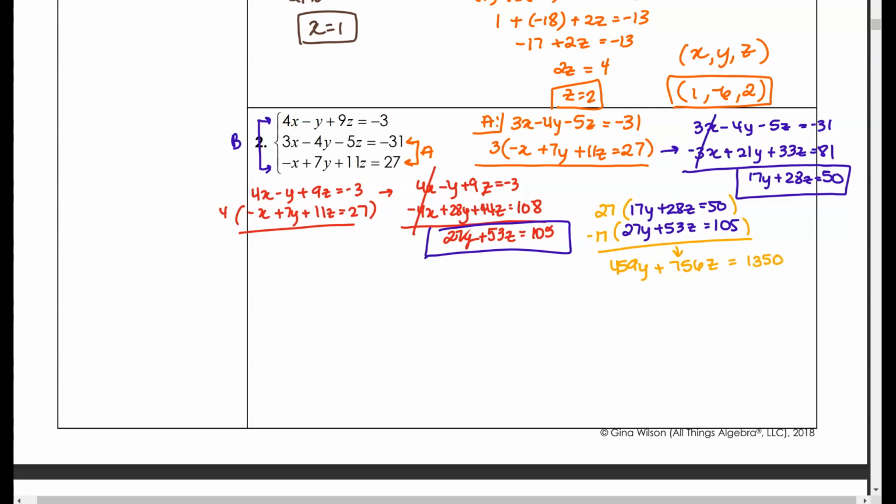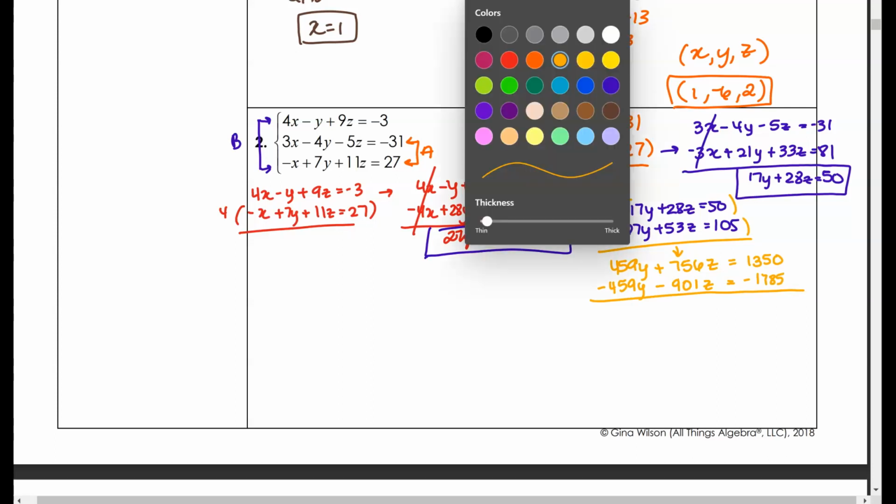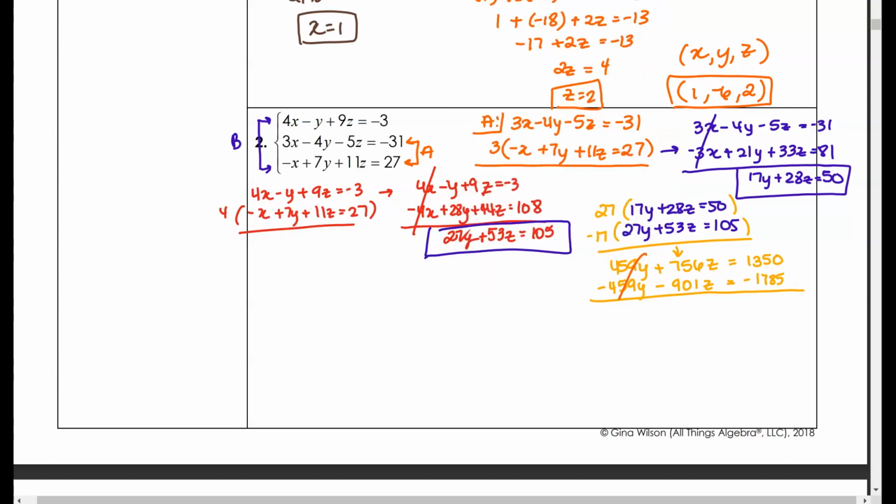Okay. Now, the bottom one, I'm going to get negative 459y minus, since I have a negative times a positive, it's going to be minus 17 times 53, which is 901z, equals, again, a negative times a positive, this is going to equal negative 1,785. Okay. So just like before, notice that our y's cancel out.